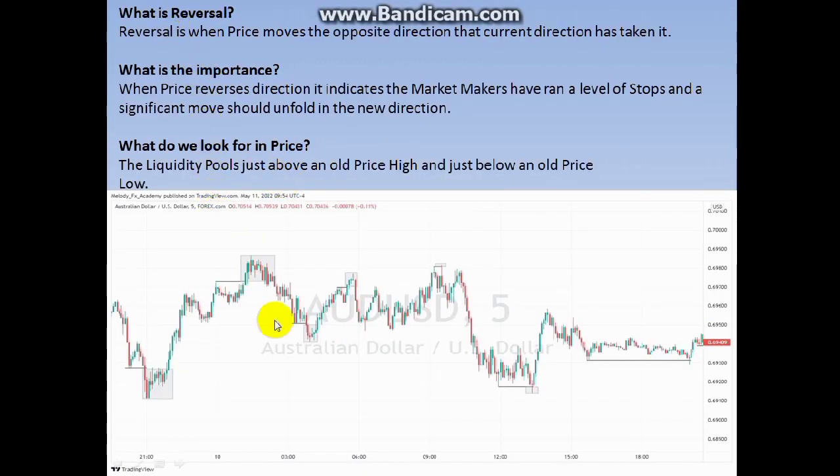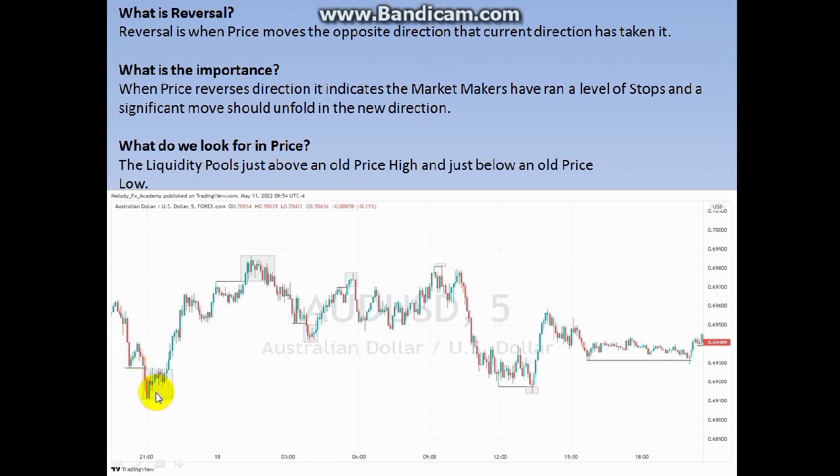So the reversal is more like the old low getting taken out prior to each session opening or the old high, because if you look at what we look for in price when anticipating reversal, it is the liquidity pushed just above an old price high or just below an old price low. Okay, so it makes sense now, guys. So a reversal will look something like this.